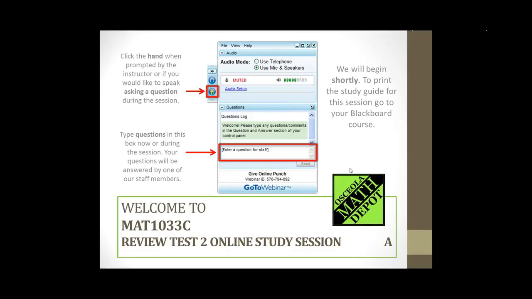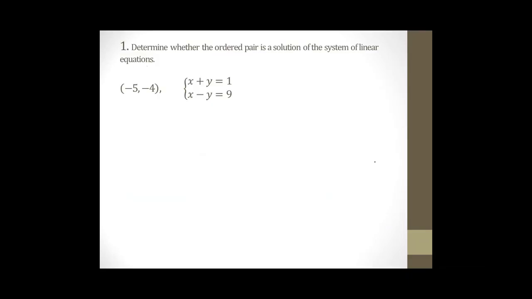All right, let's go to question number 1. And remember, these questions are very similar to the test that you will have to take during this week. So make sure you understand everything. This first question says, determine whether the ordered pair is a solution of the system of linear equations.